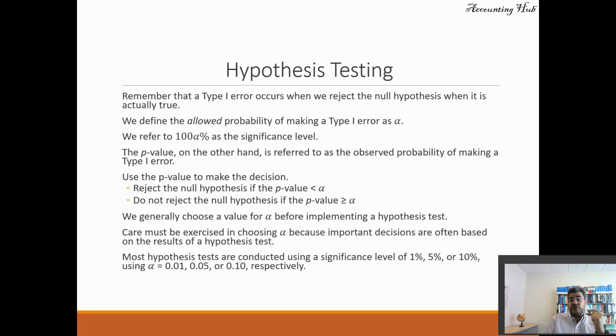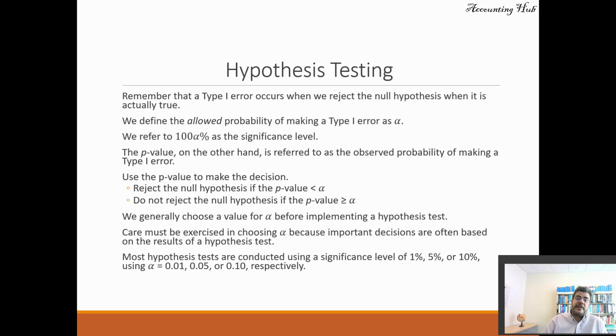Use the p-value to make the decision. That is the easiest way. Reject the null hypothesis if the p-value is lower than alpha. Do not reject the null hypothesis if the p-value is greater than or equal to alpha, usually.